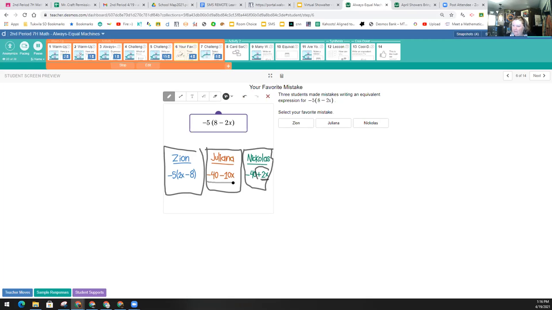Juliana has almost everything right. She just didn't make this a positive. And then we've got Zion who switched the things that are on the inside here from what was originally there, which changed the signs of the terms because the negative sign is with the 2x, not with the 8, and Zion flipped those around.